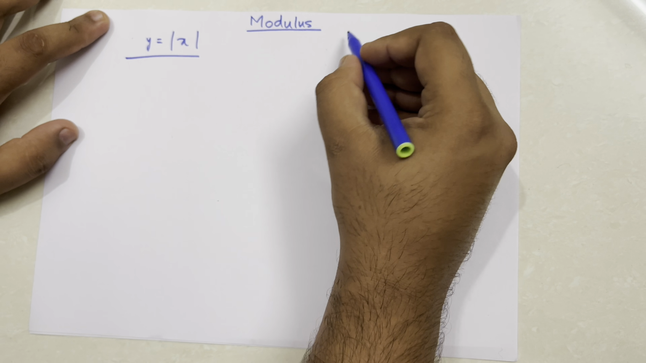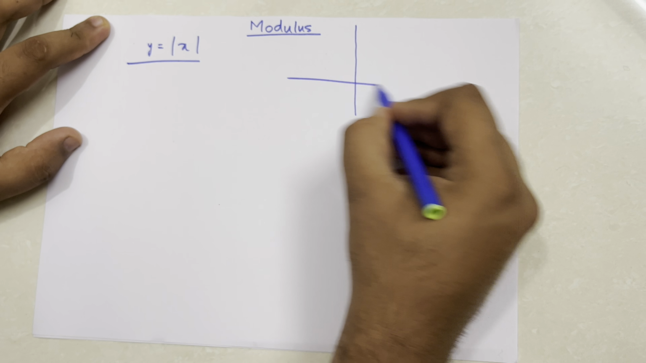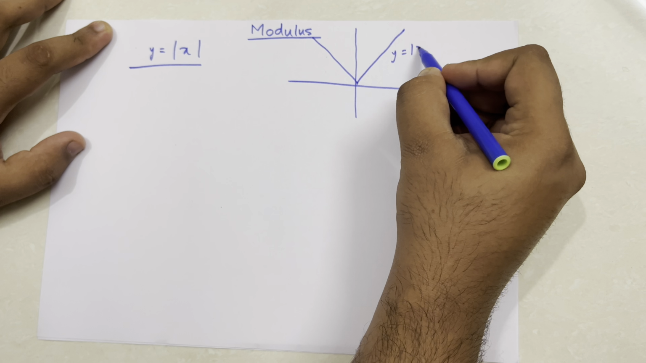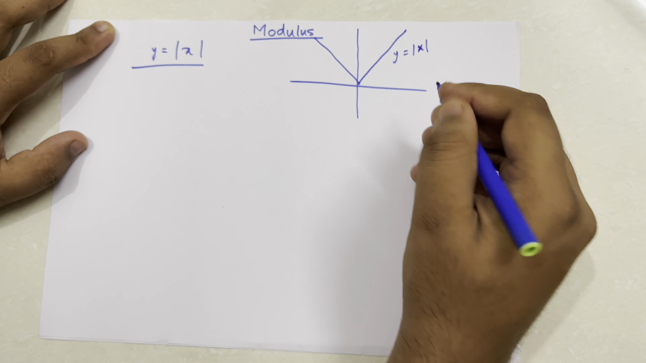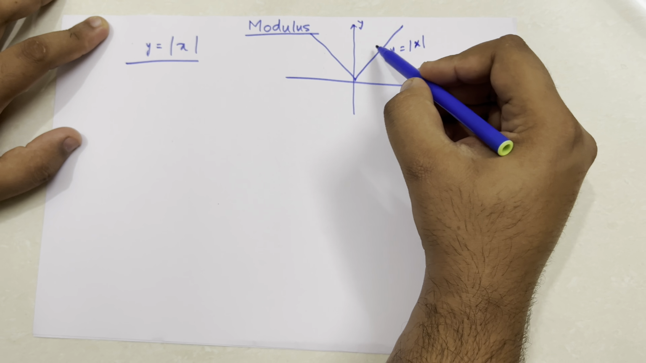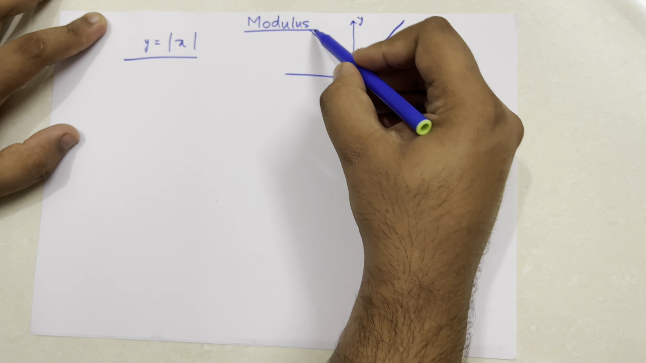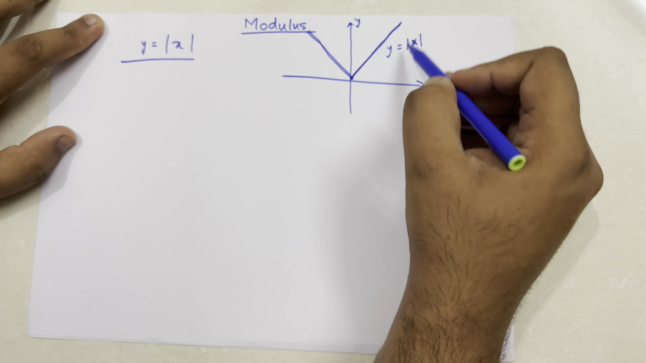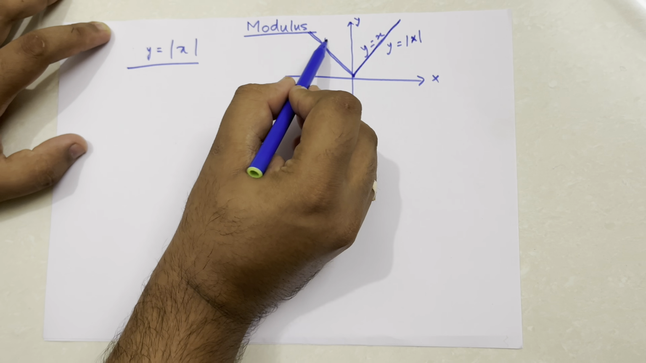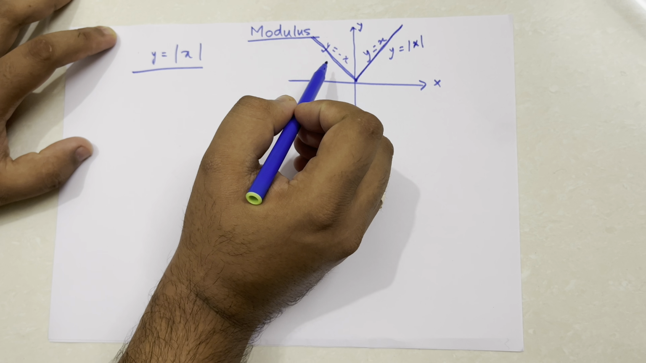So y is equal to mod x, a short brief. You already saw that this was the graph of y equals mod x. This is the x-axis, this is the y-axis. So this line and this line both comprise y is equal to mod x. This is y is equal to x and this is y equals minus x.